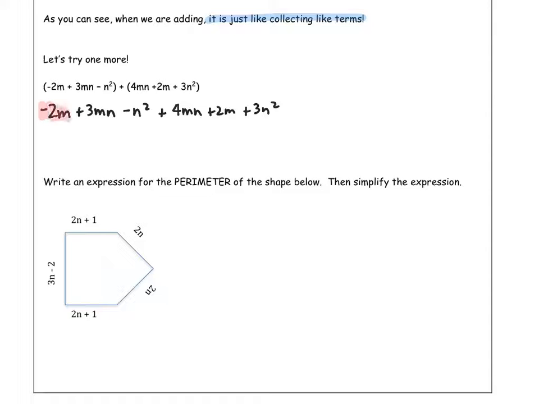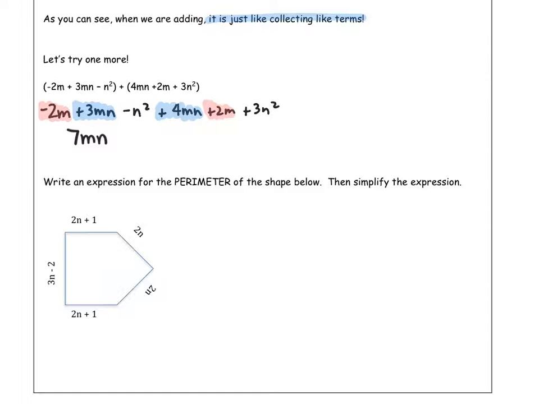So if I work just left to right, do I have any other plain old m terms? There's one. So I've got a negative 2m and a positive 2m. So those go away. Positive 3mn, positive 4mn. So that is positive 7mn.